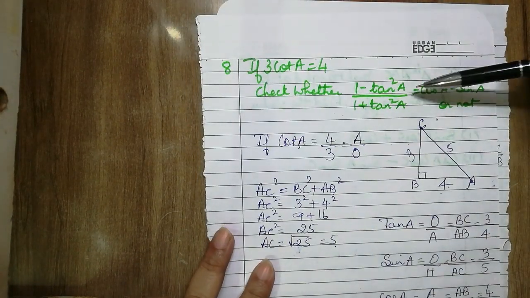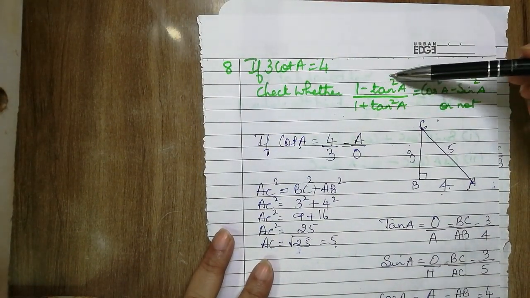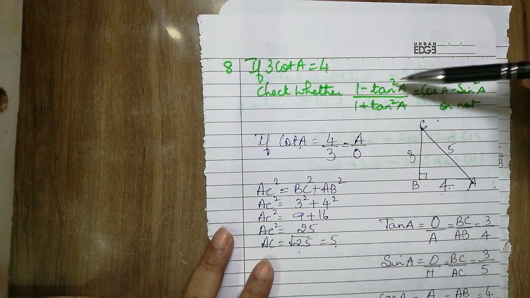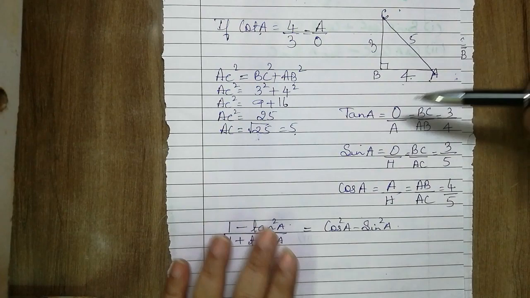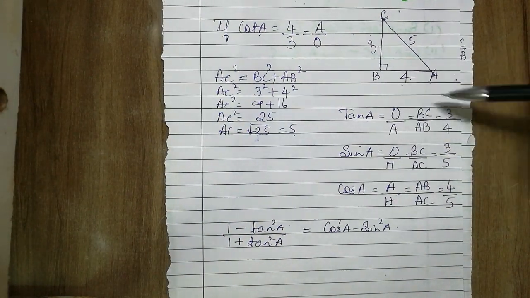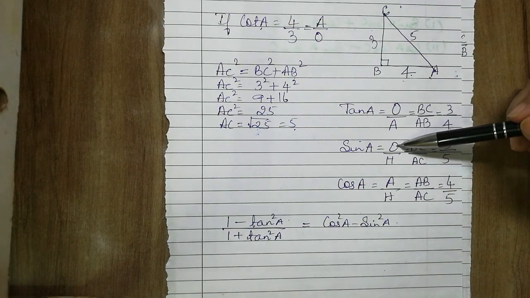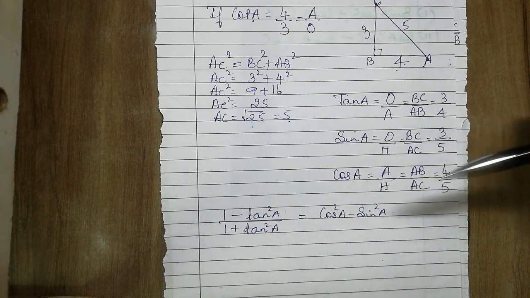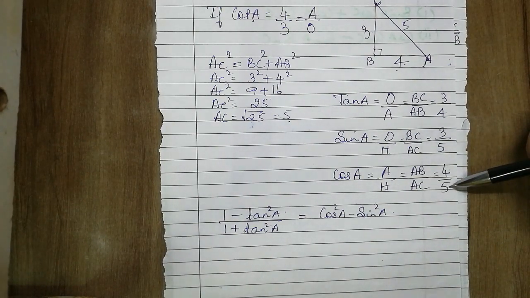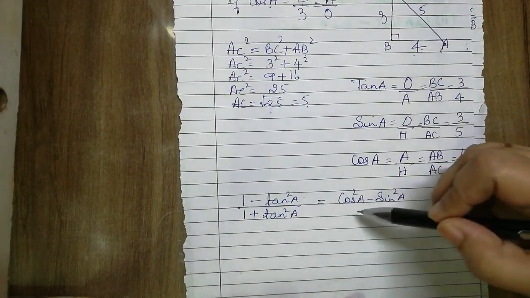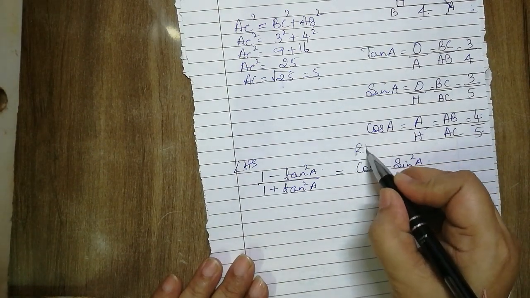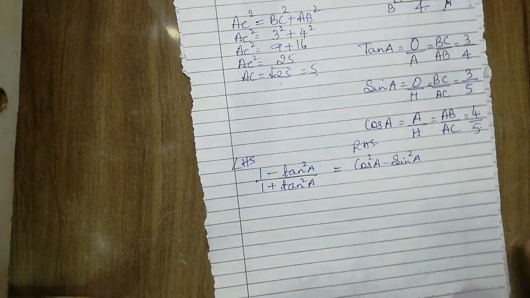Now here look, in the question we have to prove 1 minus tan square A by 1 plus tan square A equal to, we have to check whether they are equal or not. So in the question the required T ratios are tan, cos and sine. So we'll find only those. Tan is opposite by adjacent, so it is 3 by 4. Sine is opposite by hypotenuse, so it is 3 by 5. Cos is adjacent by hypotenuse, so it is 4 by 5. Now we'll check whether they are equal or not. You can first find LHS separately and then RHS separately, or do it simultaneously.